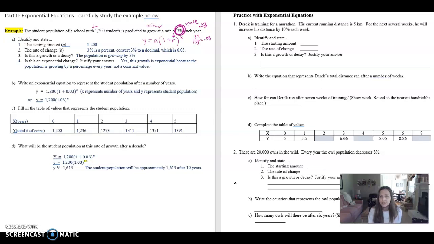Derek is training for a marathon. His current running distance is 5 kilometers. For the next several weeks, he will increase, that word is really important, his distance by 10% each week. This is exactly like the example that I have on the worksheet. So you're going to go to this example. We're going to use that same formula. For an equation, you could have y equals, or if you want to write it in function notation, let's see, what would be a good letter? We're talking about Derek training for a marathon. We're talking about his distance. So maybe d of x would be a good function variable to use.